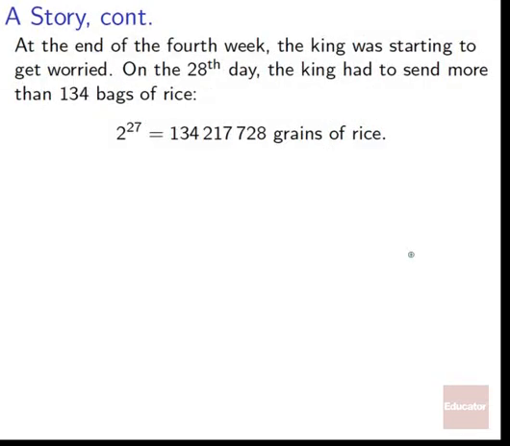At the end of the 4th week, the king's starting to get worried. On the 28th day, he has to send him more than 134 bags of rice, because 2 to the 27th is more than 134 million grains of rice. So we're starting to get to some pretty large amounts here. Now, the royal treasury has a lot of rice. He's not worried, it's got hundreds of thousands of bags of rice, but he sees that this is starting to grow quite a bit.